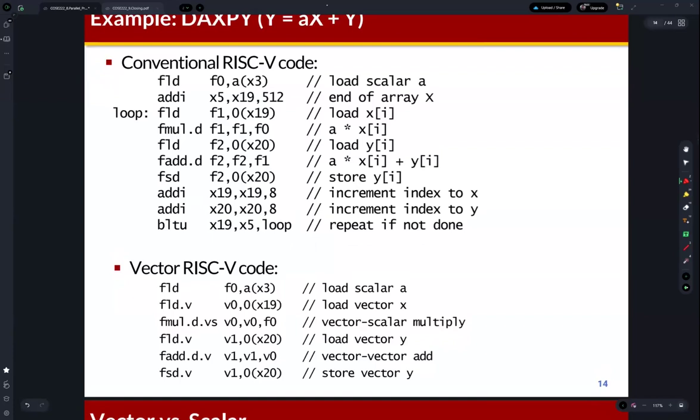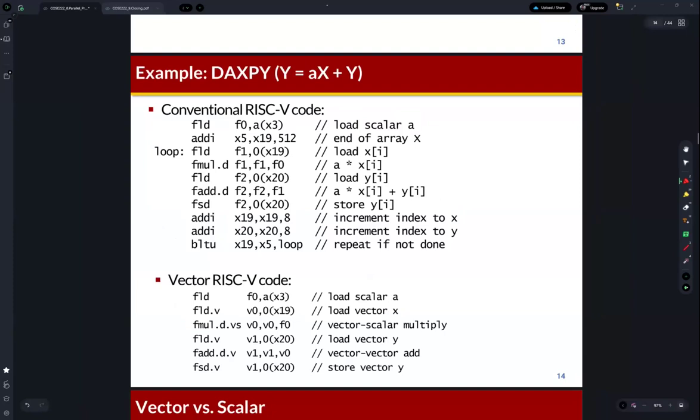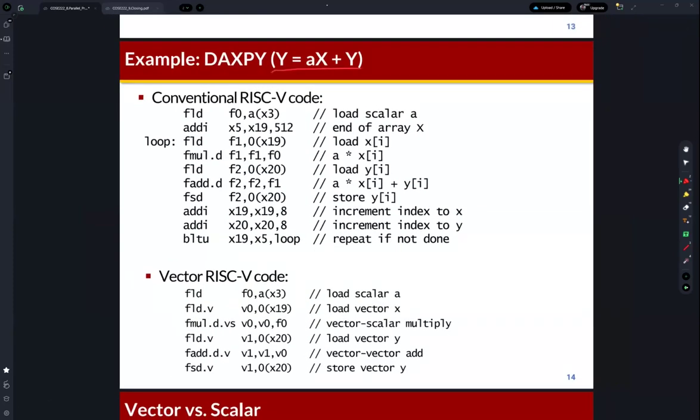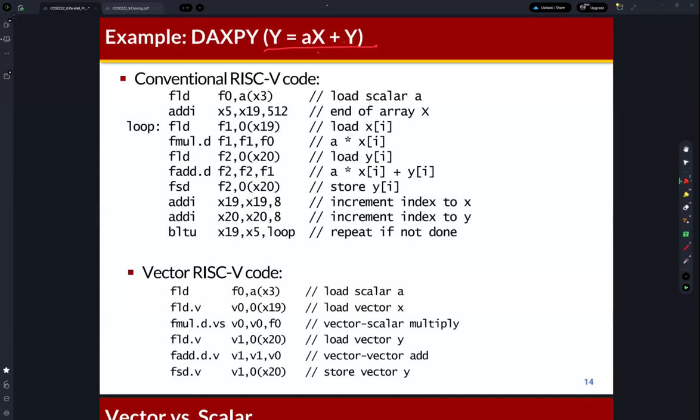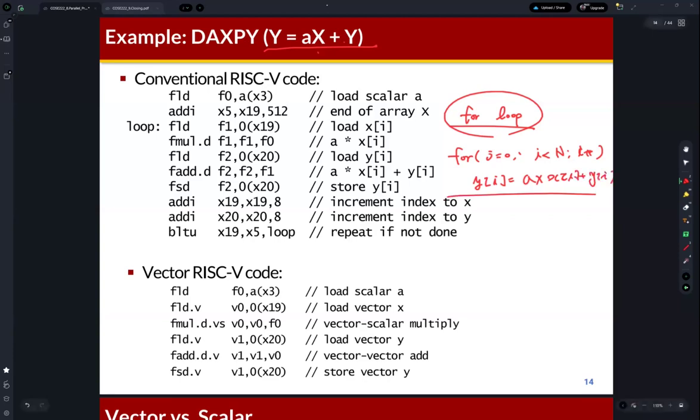So this is the example. This is the conventional RISC-V code, and this RISC-V code implements this operation: y is a x plus y, where x and y are vectors. Using conventional RISC-V code to implement the vector type operation, we need to utilize a for loop, like for i equal 0, i less than n, i plus plus, and then calculate y[i] equal a multiplied by x[i] plus y[i]. So this is the iteration loop.